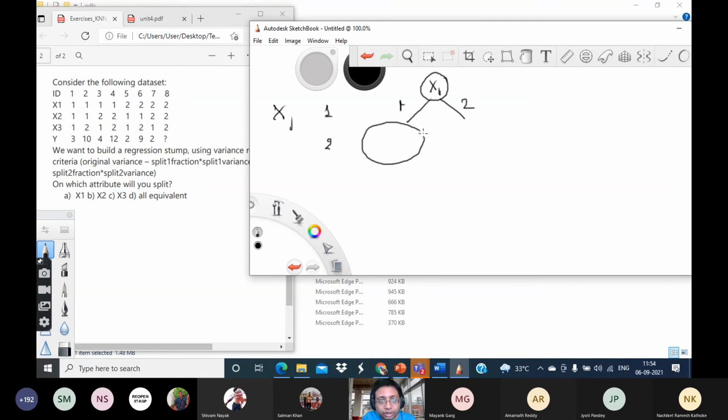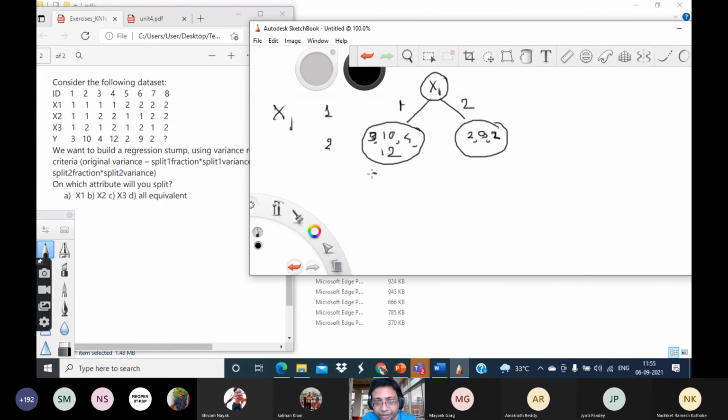So if you consider all the values under x1 equal to 1 and all the values under x1 equal to 2, what are the different values? X1 equal to 1 has the y values 3, 10, 4 and 12. Am I right? In case of x1 equal to 2, you have 3 training points, 5, 6 and 7, for whom the y values are 2, 9 and 2. I leave it as an exercise for you to calculate the standard deviation in this case.